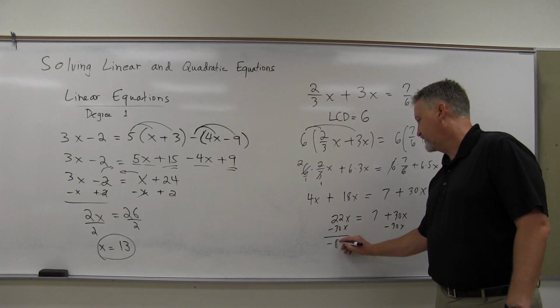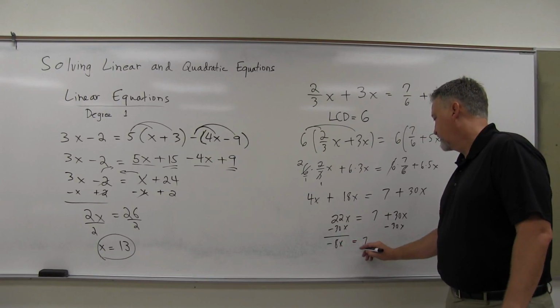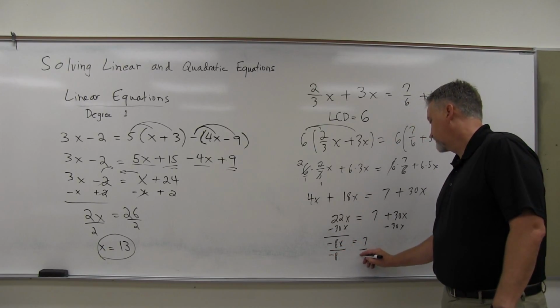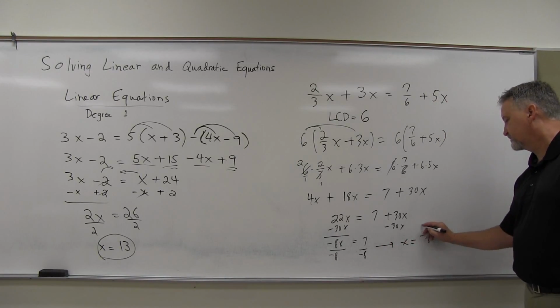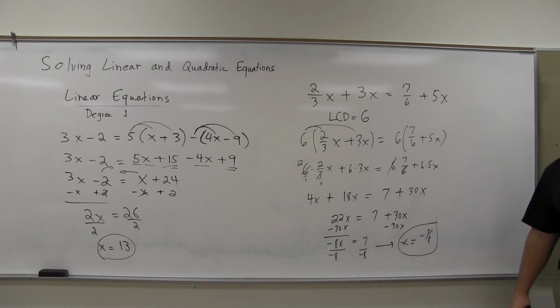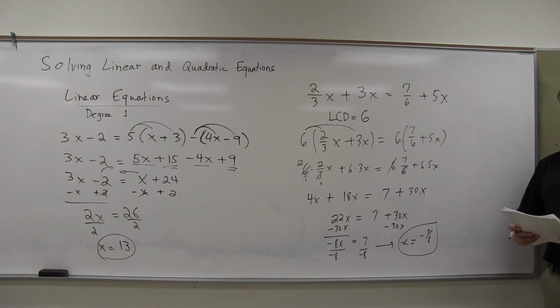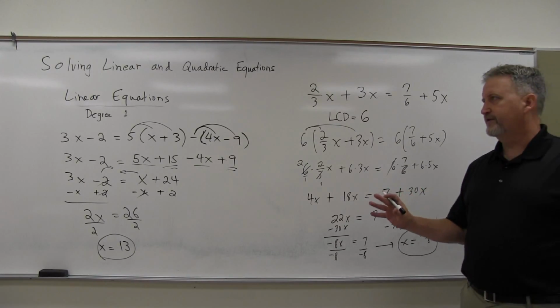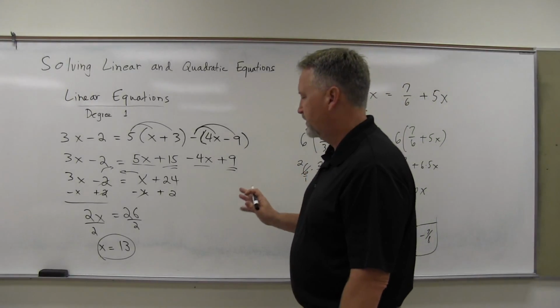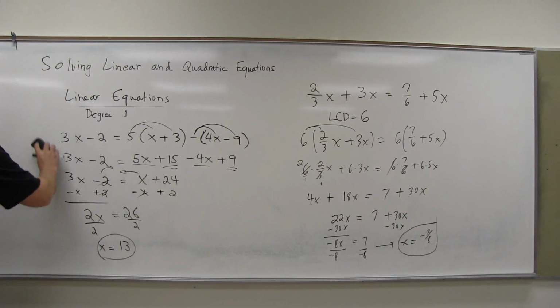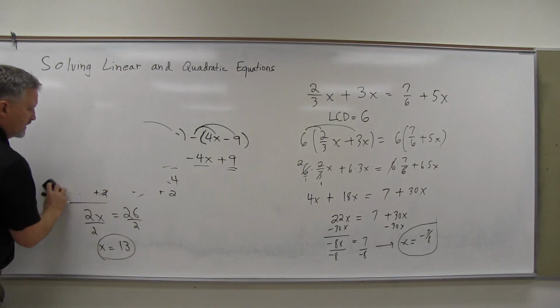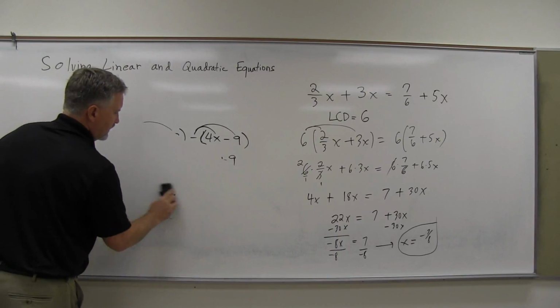And so that's negative 8x equals 7. And divide by negative 8. And we've got our solution. x is negative 7/8. Okay? All right. So that's just a little bit about solving linear equations. We'll do a little more in a later example, but let's go here to our quadratic equations.